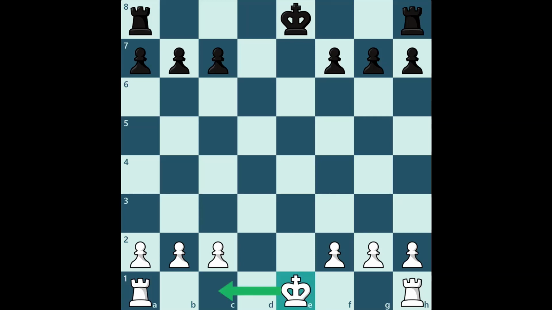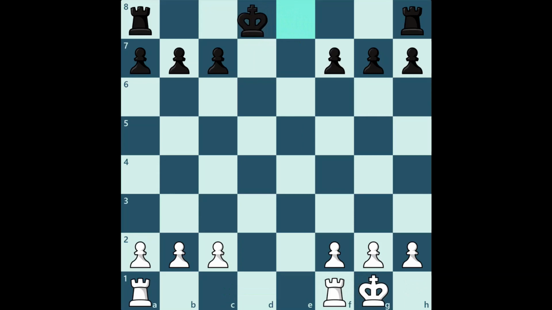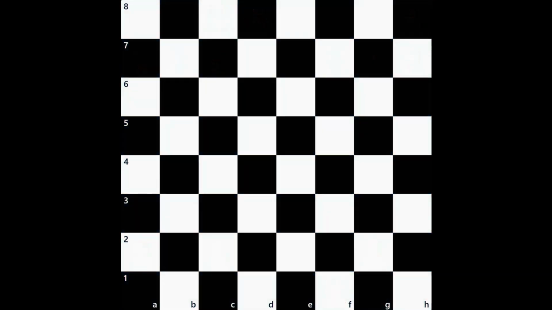You can castle in either direction, left or right. In either case, your king moves over only 2 squares, and then the rook from that side is moved directly to the other side of the king, like this. And here's another example of castling.